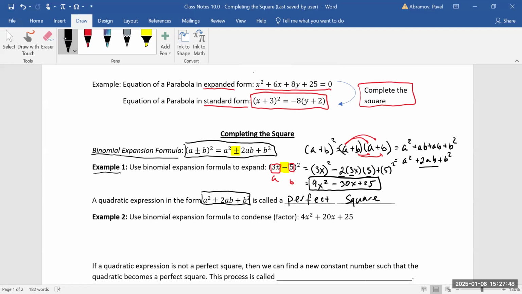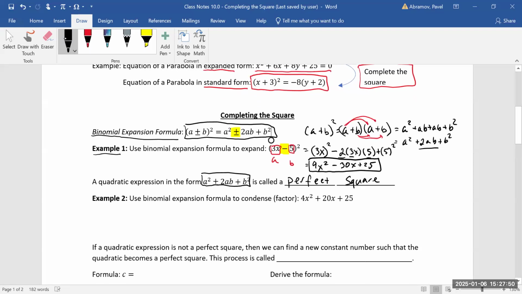And we call it a perfect square because this formula will also work backwards. If we have an expression in this particular form, the already expanded expression in this form, then it will condense to the binomial of this form, a plus b squared. And it will be a plus or minus depending on what sign we have right here, of course. So therefore, if the expression is in this form, it will become a binomial squared.